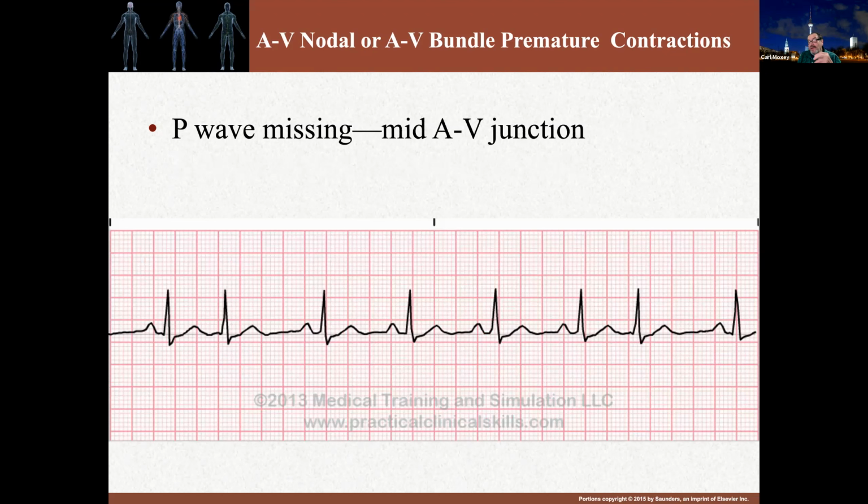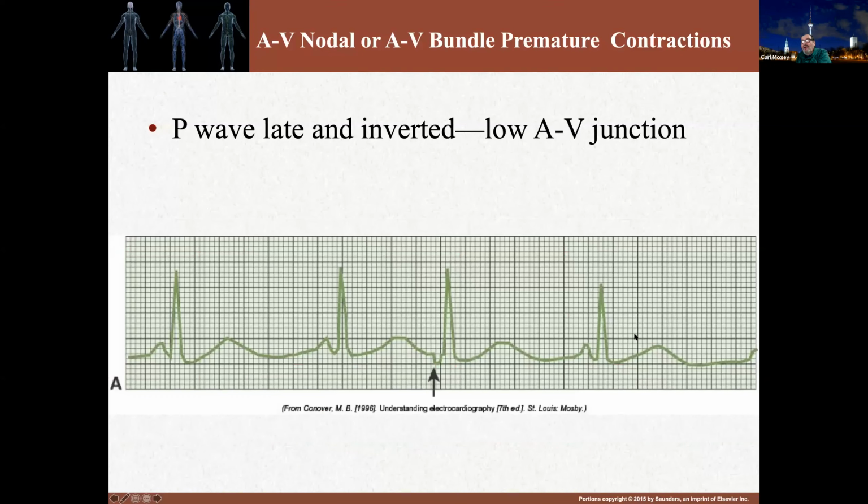In this case, we have a missing P wave. The missing P wave is actually here in this one. And if we have a missing P wave in the tracing, and there's another one over here, this is generally because it's in the mid-AV junction, which means that the missing P wave, in fact, is here, but it's obscured by your QRS complex.